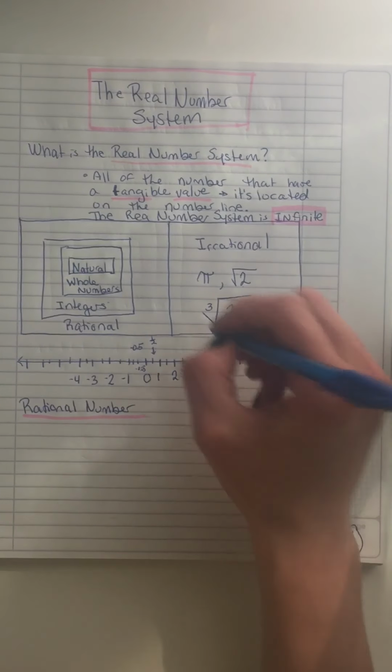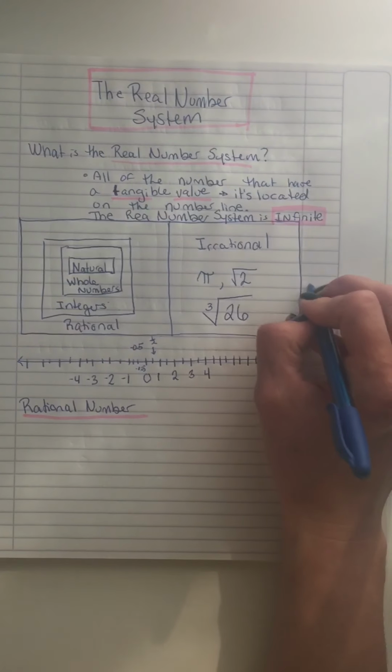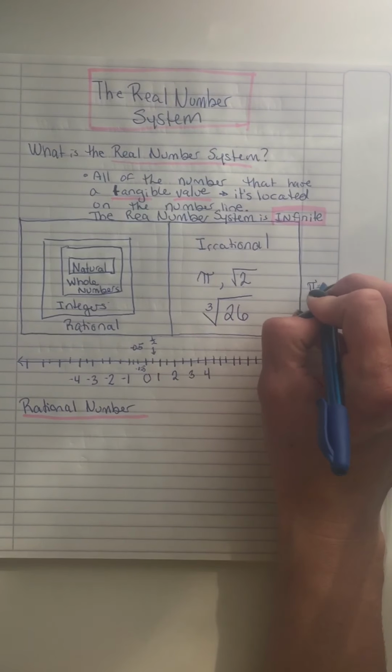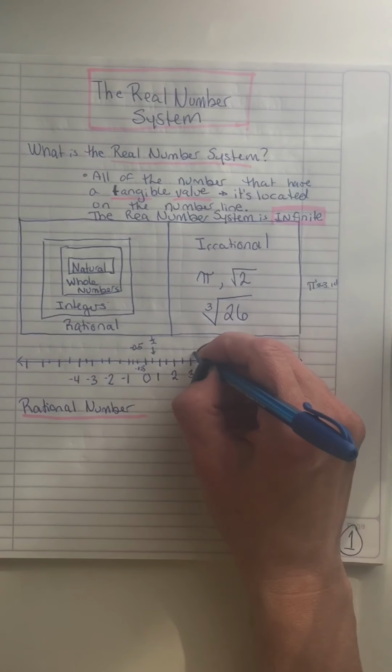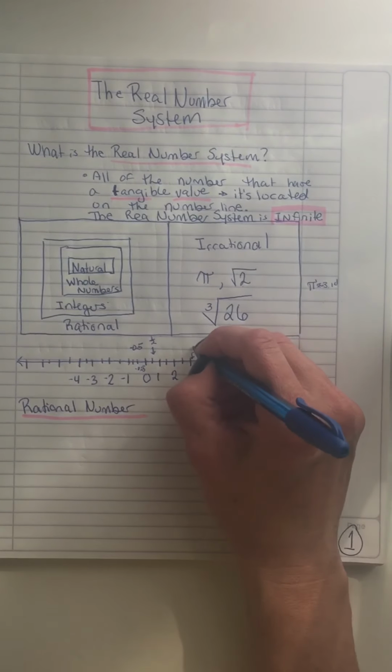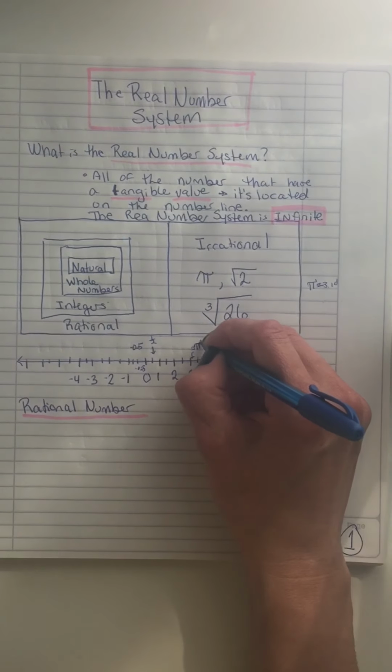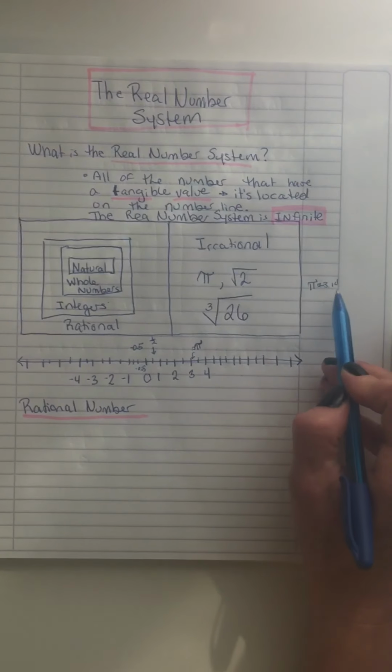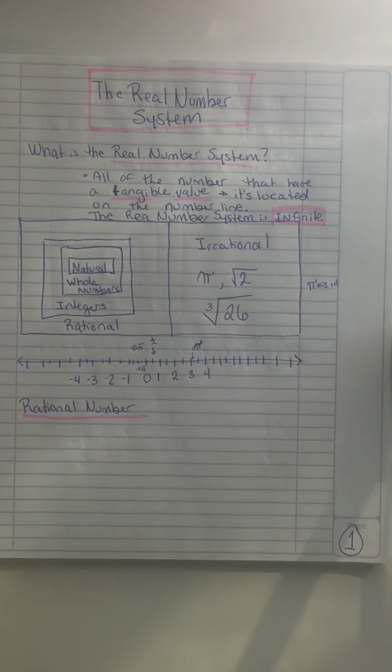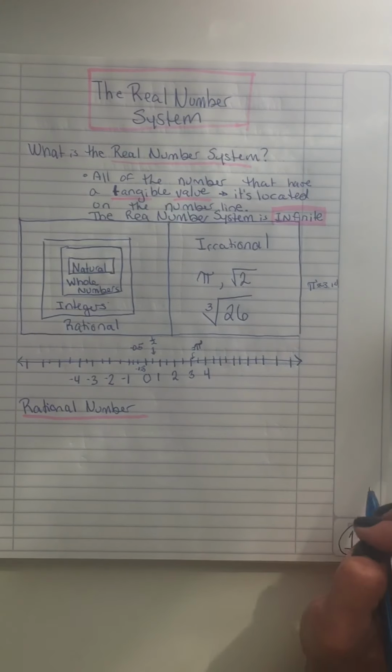So let's try to estimate. We said that pi is approximately equal to 3.14. So it would go approximately right there. That's approximately pi. But we know that decimal keeps going and going and going forever and never repeats and never ends, so we really can't find one specific spot on the number line where it belongs.